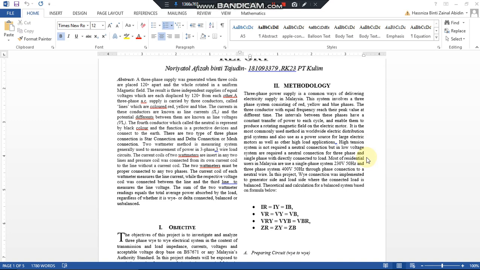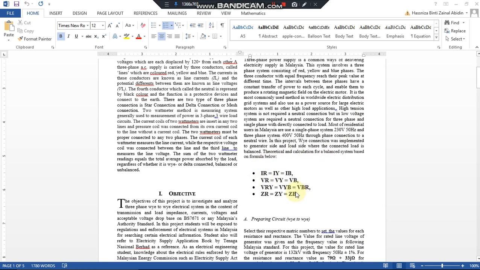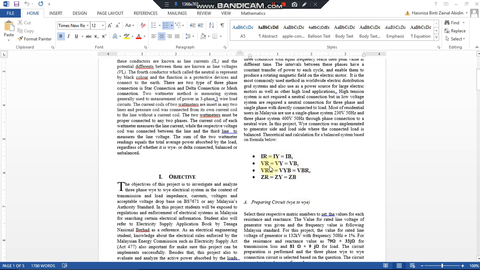A high tension system does not require a neutral connection, but a low voltage system does require a neutral connection. Most residential use a single phase system and three phase system. In this project, Y connection is connected to the generator side and load side, and the balanced load is connected to the circuit. The theoretical calculation for a balanced system is based on the formulas below: IR equals IY equals IB, VR equals VY equals VB, VRY equals VYB equals VBR, ZR equals ZY equals ZB.